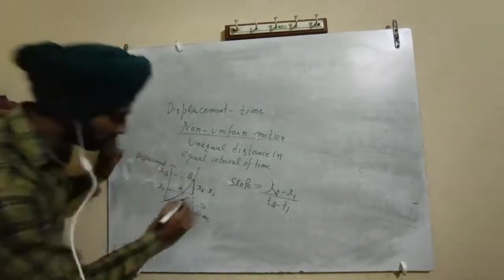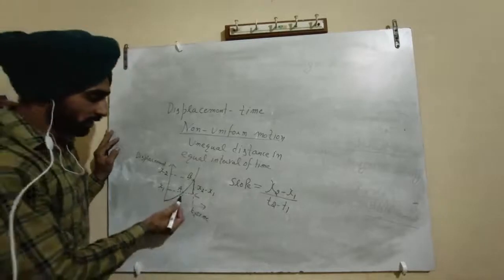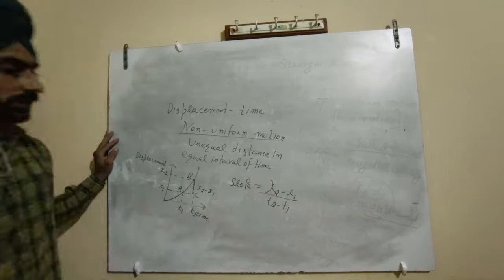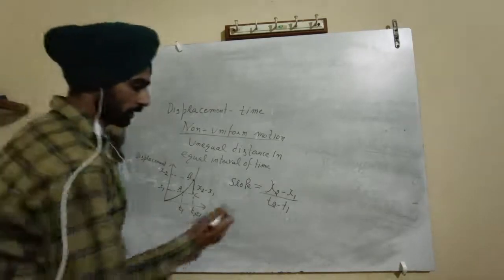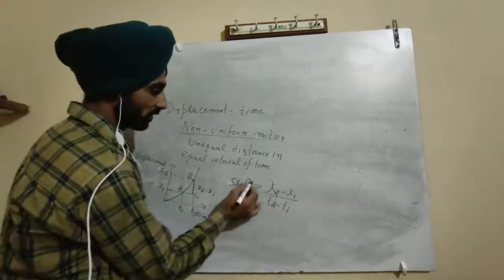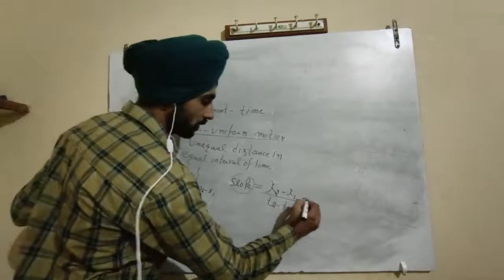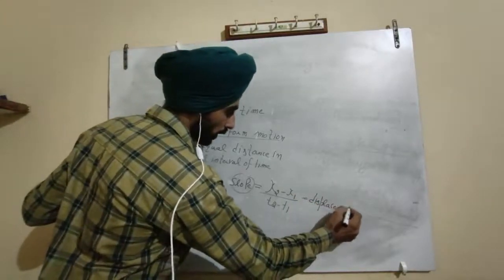Vertical quantity is this BC, and the value of BC is x2 minus x1, and the change in horizontal quantity you can write as AC, and the value of AC is t2 minus t1, like this. So x2 minus x1 upon t2 minus t1. So you are going to get the slope. This is displacement, and this is time.